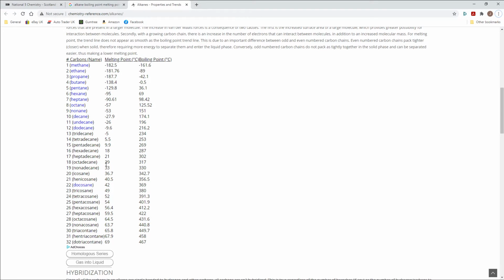It's the melting point, remember? And so I'm going to encounter octadecane as a solid at room temperature. All of these will be solids at room temperature. And in order to turn them into gas, I now need to supply a fair bit of energy.